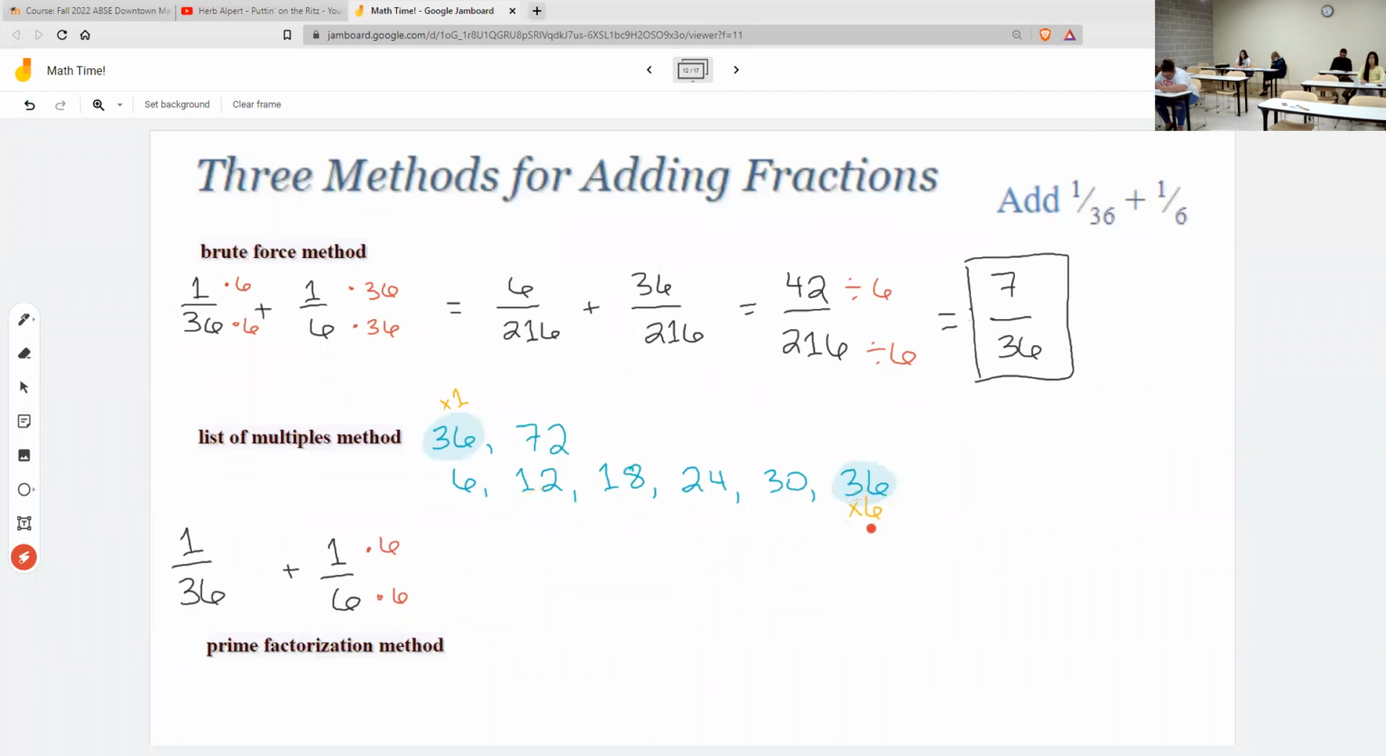You can have your multiple list go farther than you know your times tables by heart and just count the multiple list to see what that number is. Now, when I keep going, what number was on both lists? That's my denominator on the bottom. And then 1 times 6 is 6.